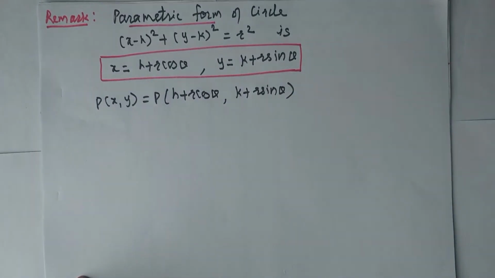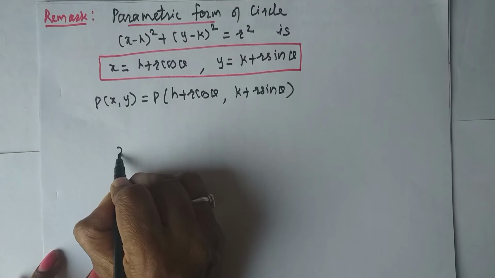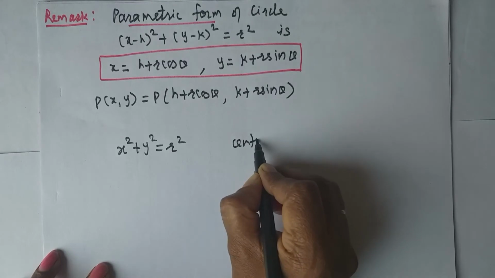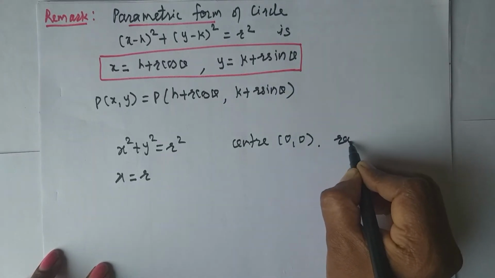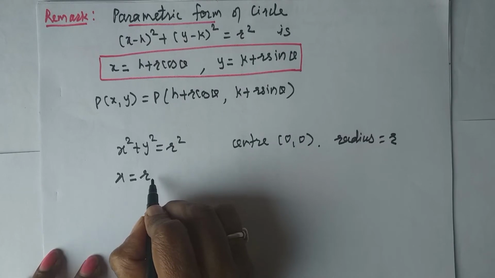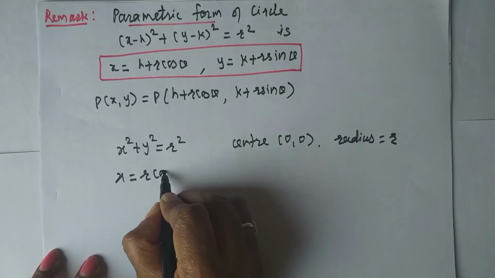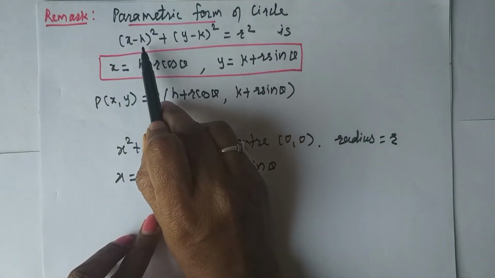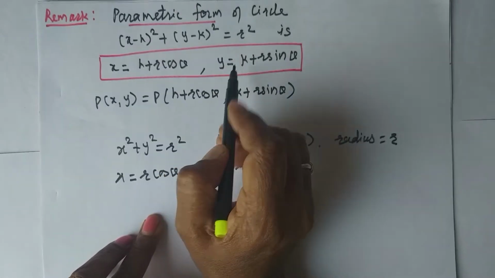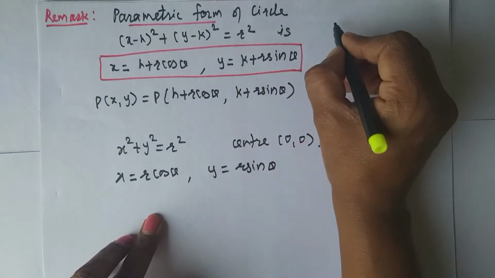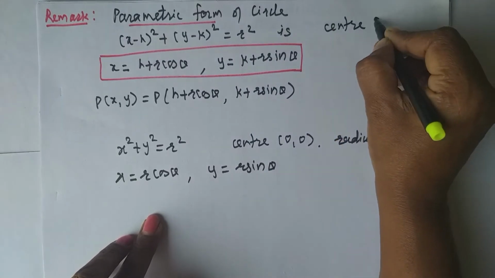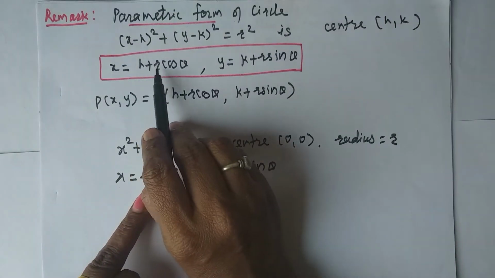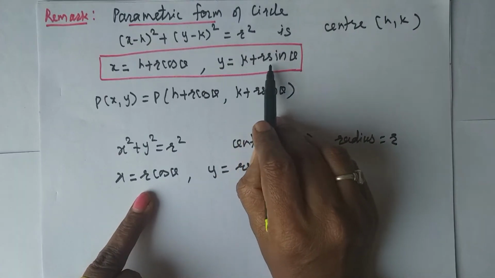Okay. Standard equation of circle is what? Standard equation of circle is x square plus y square is equal to r square. Here center is what? 0, 0. And radius is r. Therefore, parametric form of equation of circle is x is equal to r cos theta, y is equal to r sin theta. Here, parametric form of (x minus h) square plus (y minus k) square is like this. And for this equation of circle in center radius form, what is center here? Center is (h, k). Therefore, you only add in this equation center: x is equal to h plus r cos theta, y is equal to k plus r sin theta.